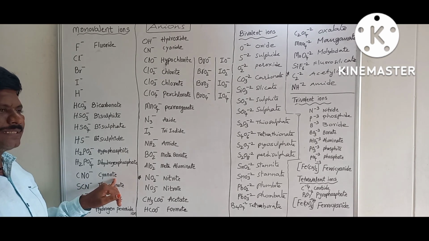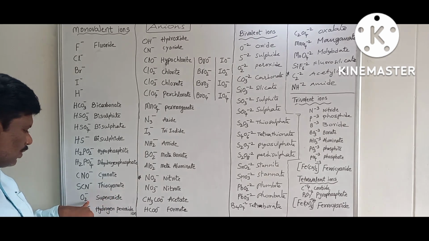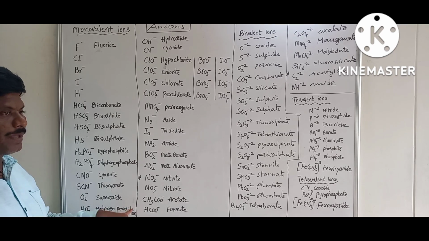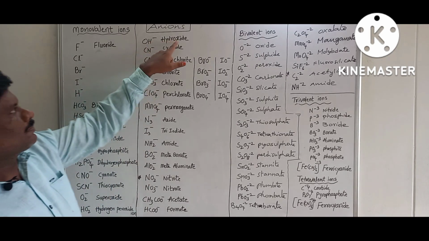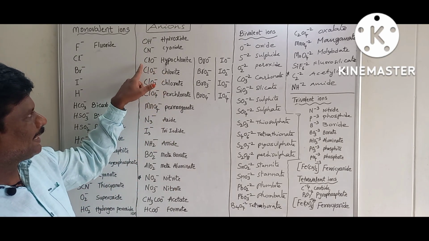CNO minus 1 cyanate ion. SCN minus 1 thiocyanate ion. O2 minus 1 superoxide ion. HO2 minus 1 hydrogen peroxide ion. OH minus 1 is hydroxide ion. CN minus 1 is cyanide ion.